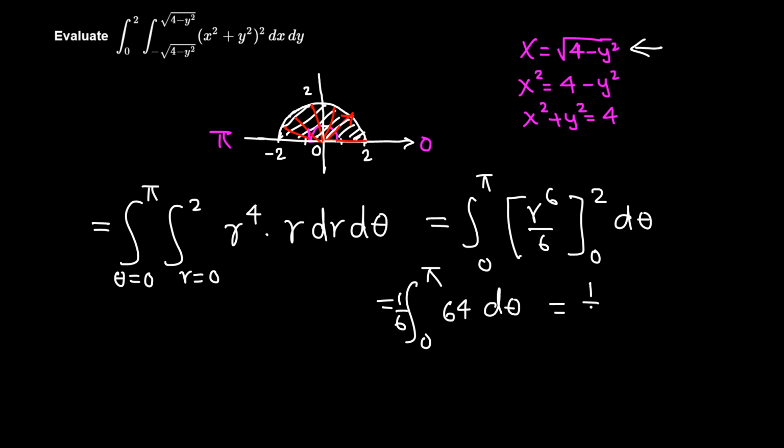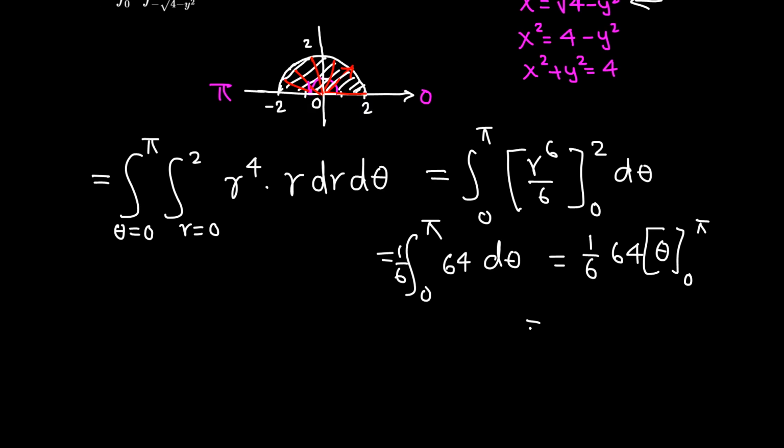Now this is 1 over 6, let's integrate 64 with respect to theta, just 64 theta. In fact we can pull 64 outside, and this theta is from 0 to pi. Plug in upper limit, then lower limit. So 64 over 6, 2 divides both. So this is 32 over 3. Upper limit pi minus 0, just pi. So 32 thirds pi, final.